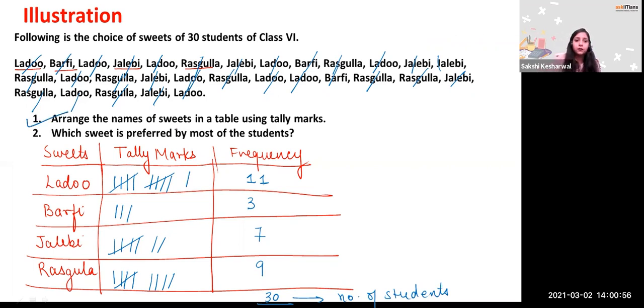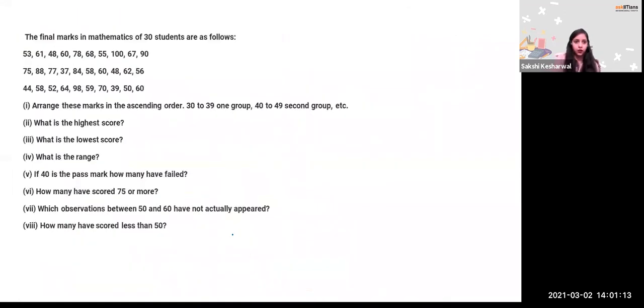So arrange the names of the sweets in tally marks. I did it. Which sweet is preferred by most of the students? Which sweet do the maximum students like? It's laddu. So your answer is laddu, right? This is your answer, right? Yes. So I think this much is clear.